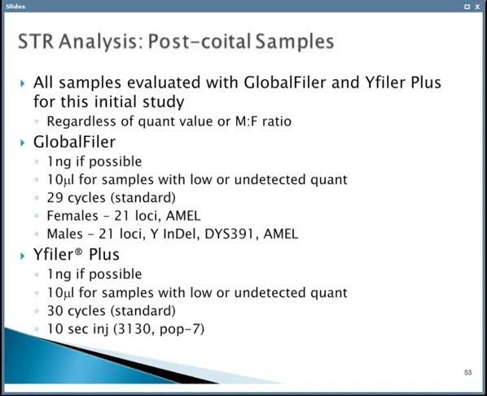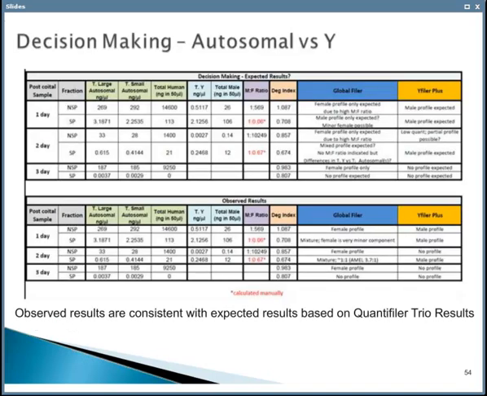That's the pre-samples. So if we come to the post-coital samples themselves, I should say that we typed them with both GlobalFiler and Yfiler Plus. For GlobalFiler, we added 1 nanogram if possible, 10 microliters for samples with low or undetectable quantity, 29 cycles standard. GlobalFiler has 21 autosomal STR loci plus amelogenin, but it also has a Y insertion deletion and a Y-STR, DYS391, in male samples. For Yfiler Plus, we added 1 nanogram if possible, 10 microliters for samples with low or undetectable quantity, 30 cycle standard, and 10-second injection time.